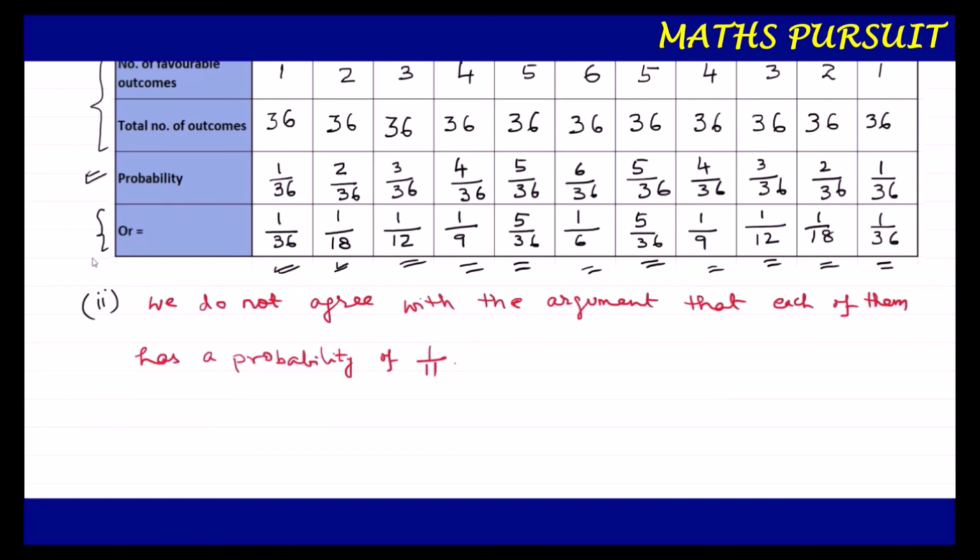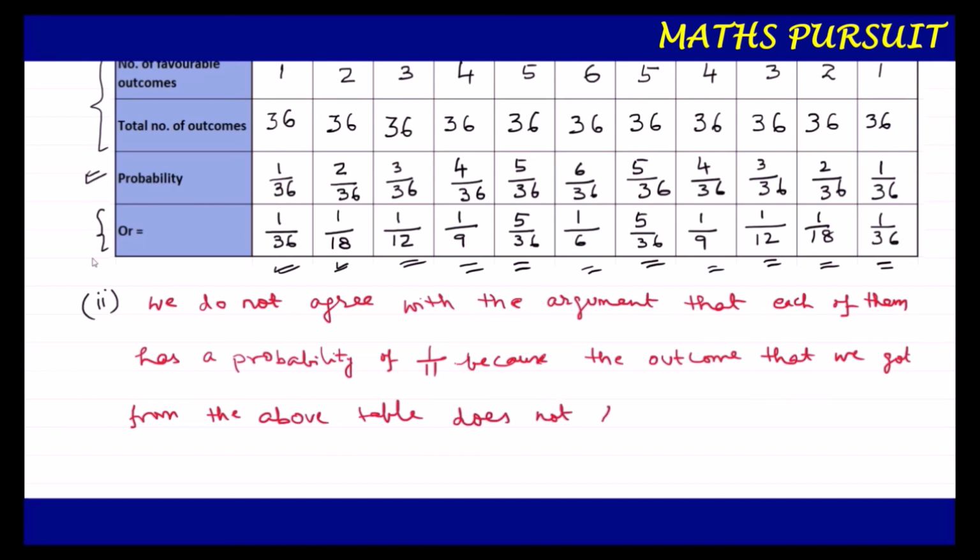Why? Because the outcome that we got from the above table does not show any outcome having 1 upon 11. That's our answer, guys.